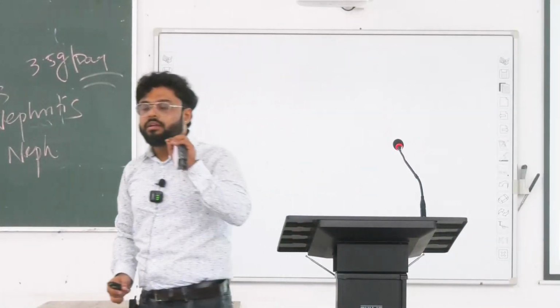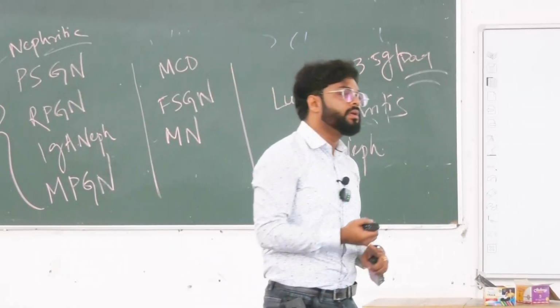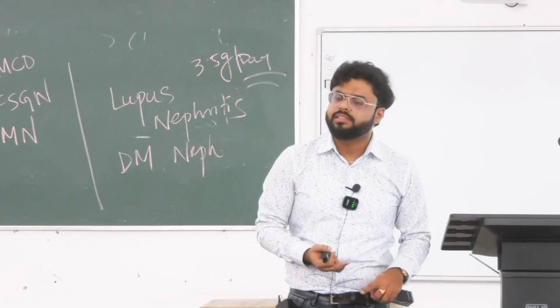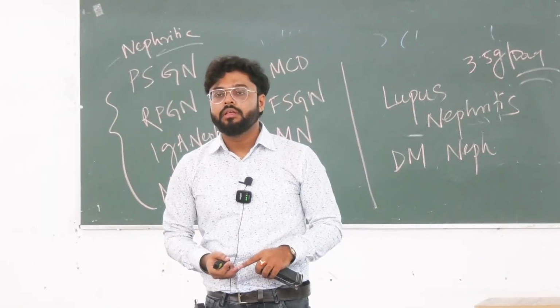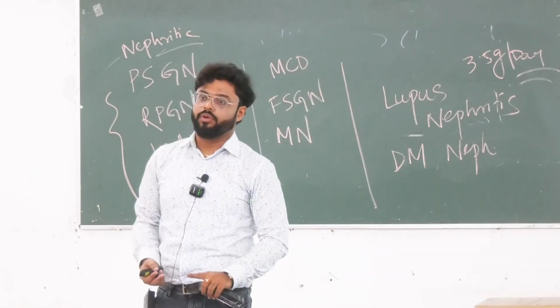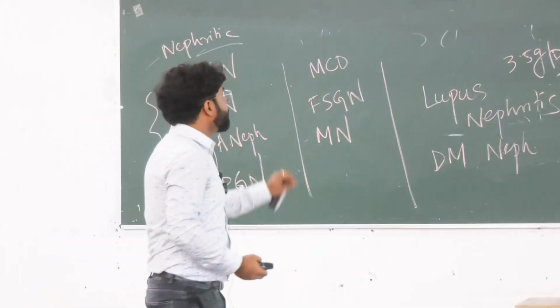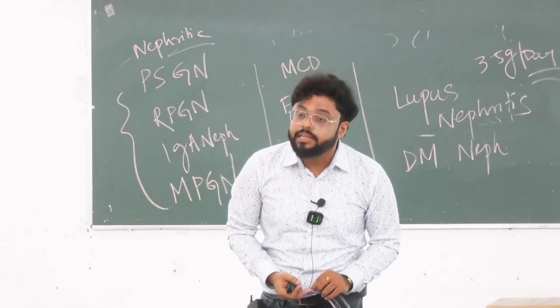Albumin is a very low molecular weight protein. Apart from albumin, there are many proteins in blood like globulin, transferrin, transthyretin, etc. These are known as high molecular weight proteins. If there is presence of high molecular weight protein, but the range is less than 3.5 gram per day, it is known as non-selective proteinuria.